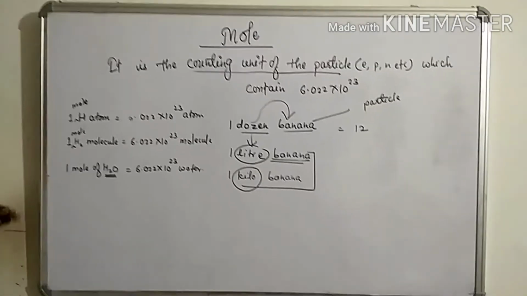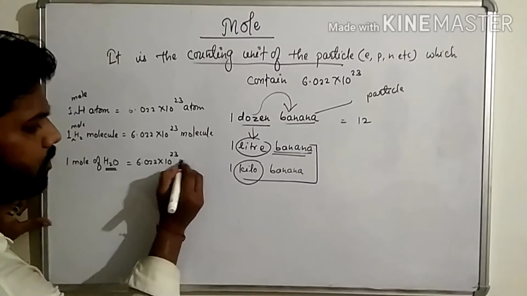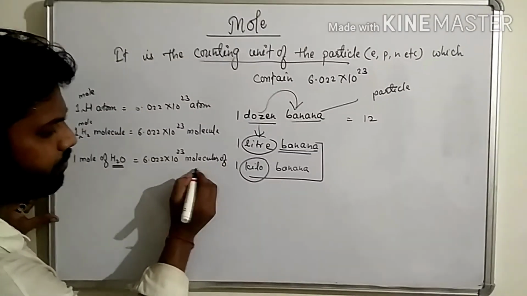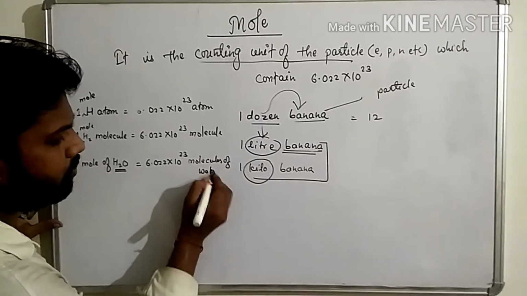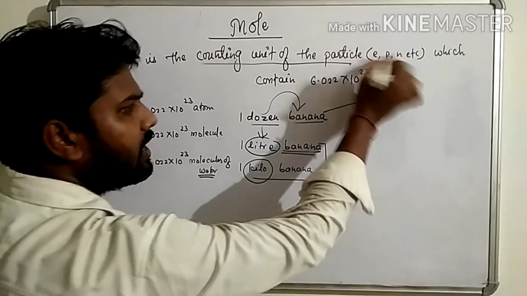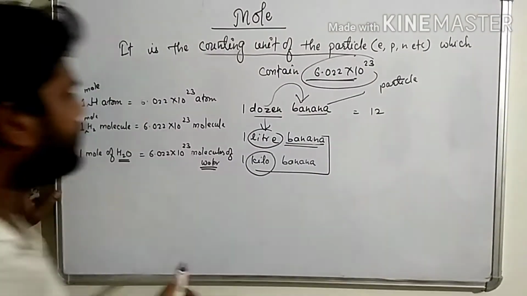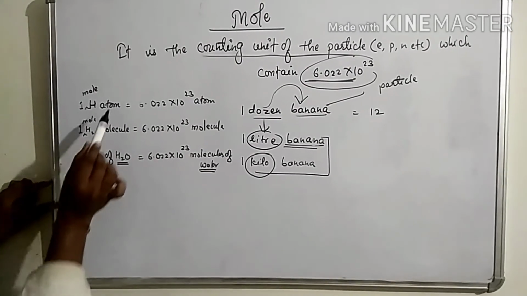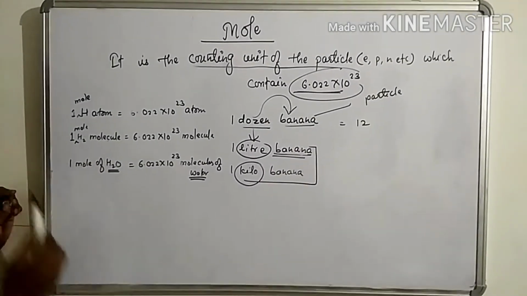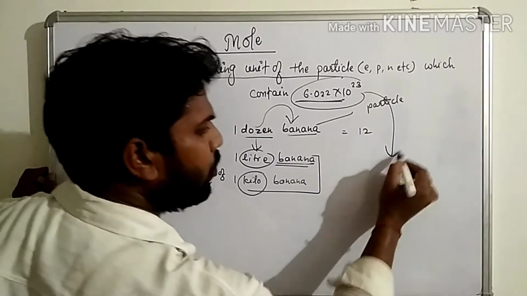Clear, children? Molecules of water will be right. Molecules of water compound. So each particle contains the same number, which is present in either atoms, molecules or compounds. Clear, children? And this number is called the Avogadro number.